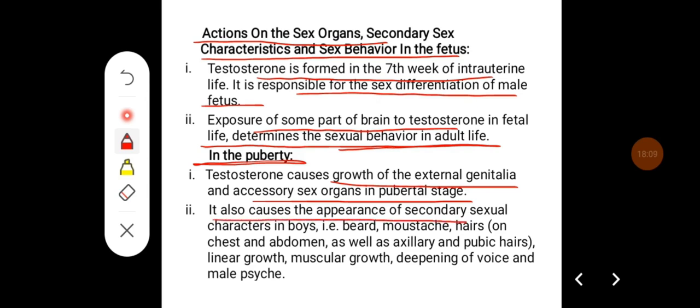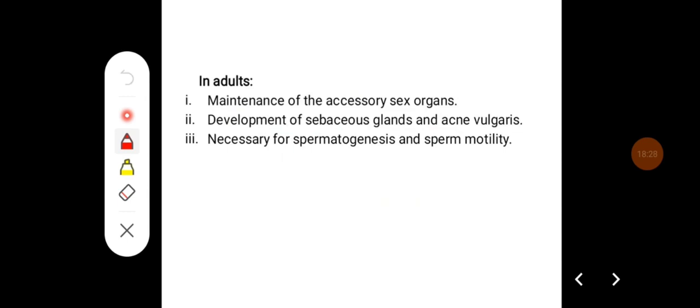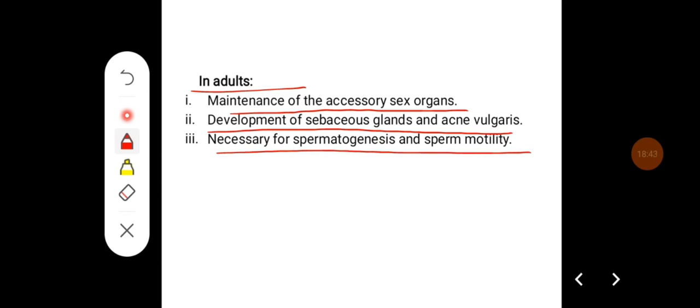Testosterone also causes appearance of secondary sexual characters in boys, that is, appearance of the beard, mustache, hairs on the chest and abdomen, as well as axillary and pubic hairs. The linear growth, muscular growth, deepening of the voice, and male escutcheon are also caused by testosterone. In adults, it is important for maintenance of accessory sex organs and for development of the sebaceous glands and acne vulgaris. It is necessary for spermatogenesis and sperm motility.